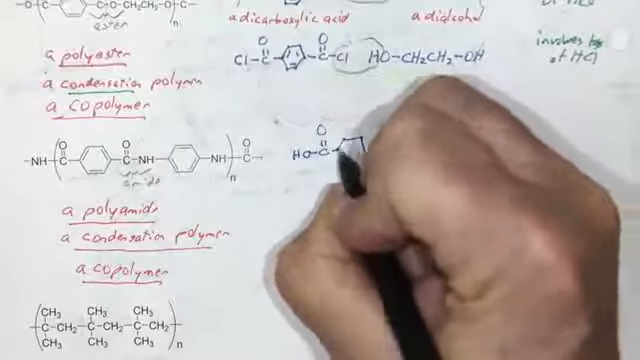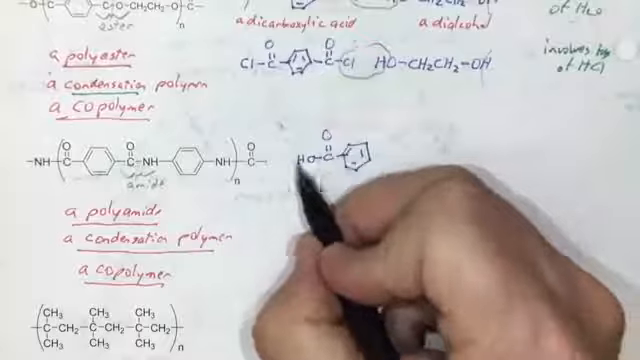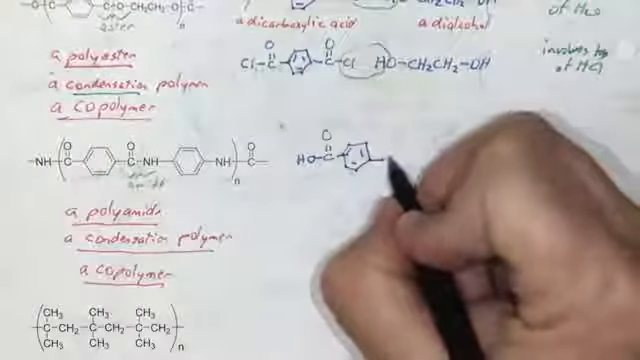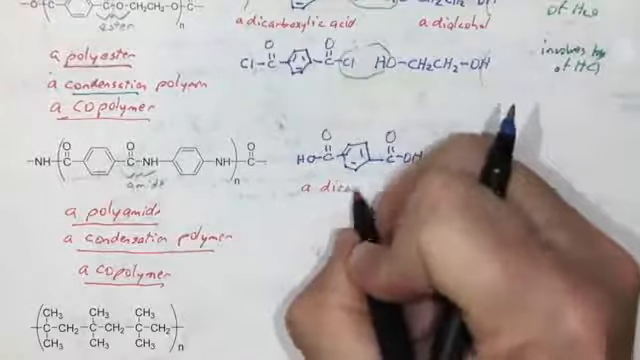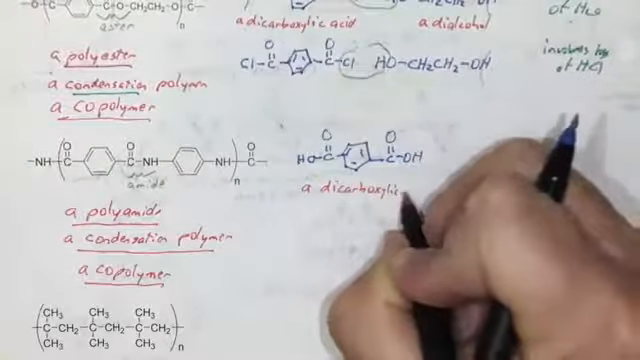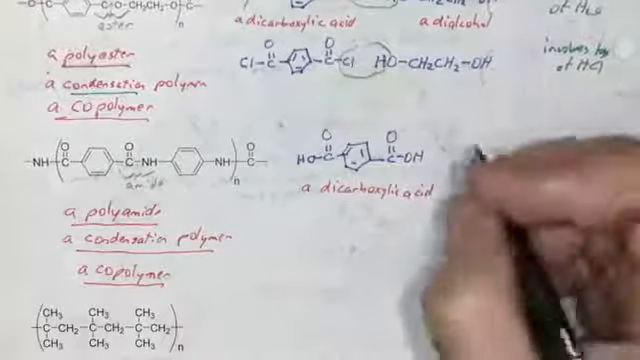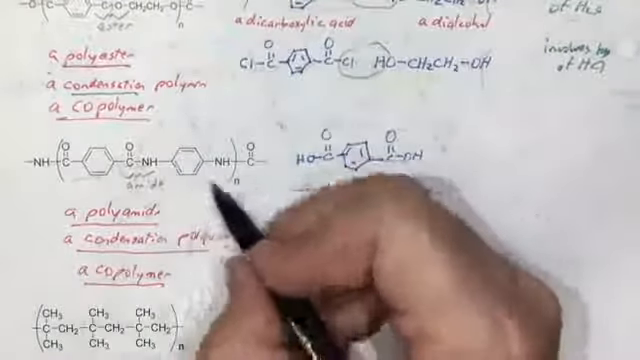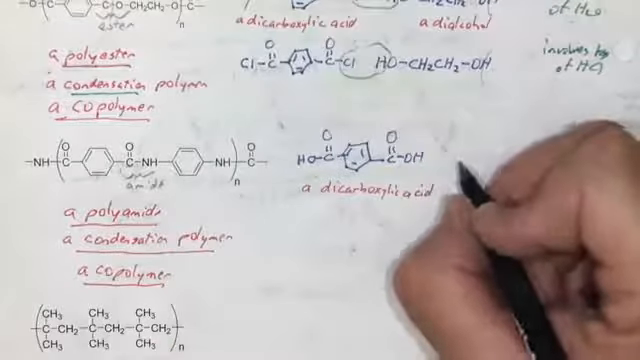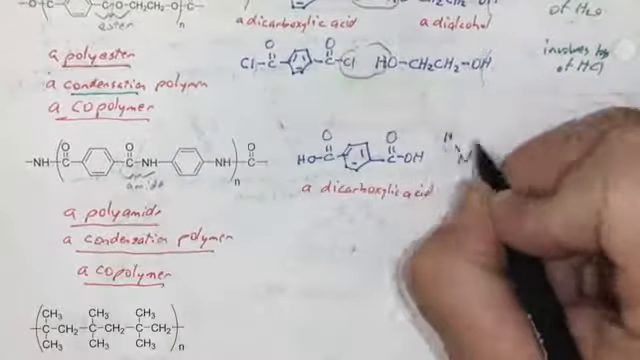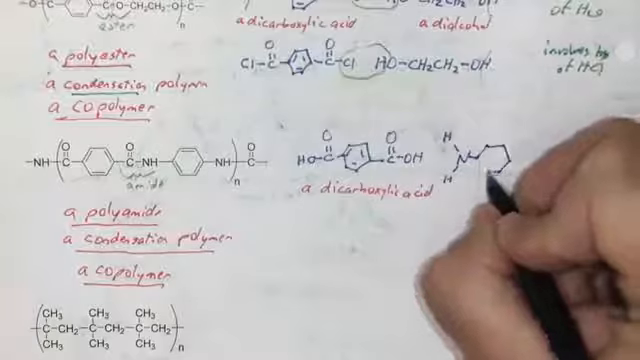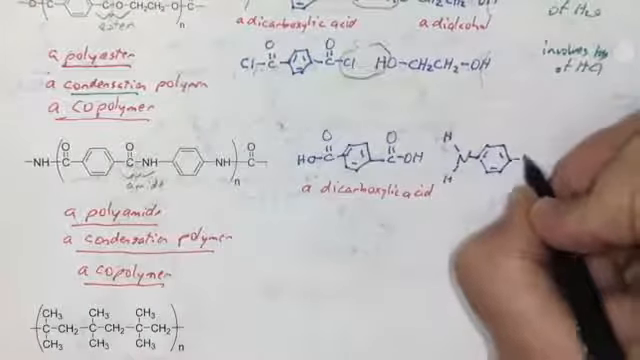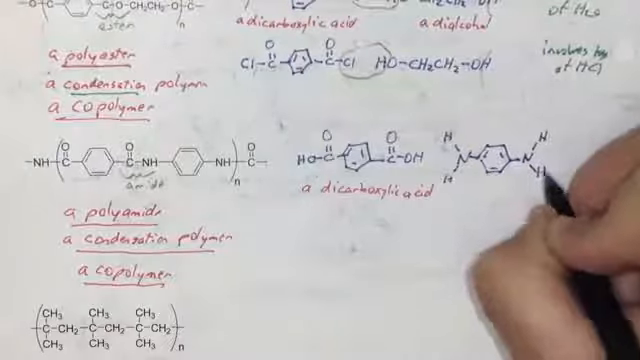to a benzene ring. Now that's a carboxylic acid. A carboxylic acid is one that has C double bond O, OH. And this is attached on this end to a C double bond O, OH. So this is once again a dicarboxylic acid. Then this can combine with a diamine. A diamine. So here's a nitrogen. Nitrogen typically has three bonds, so there's two hydrogens. This is attached to a benzene ring, attached to another nitrogen with two hydrogens.